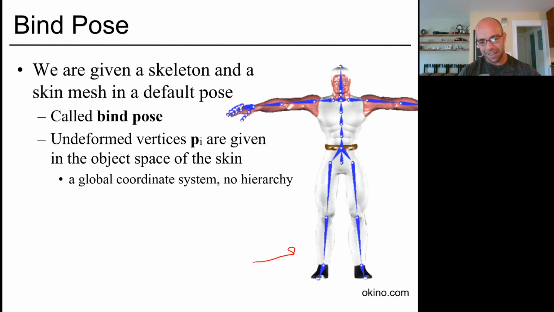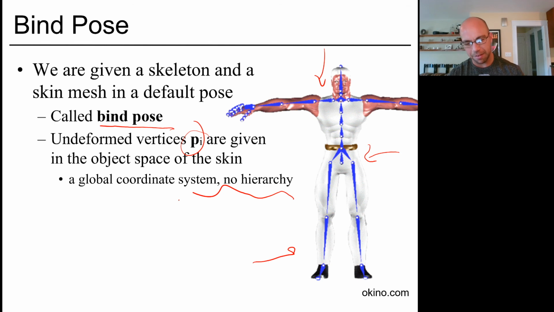And so like when I download my triangle mesh of this character, that triangle mesh will be in that bind pose. And so you can think of the pi's as basically being in the object space of the skin. So like there's some base point inside of him somewhere, and all of the positions pi are relative to that global coordinate system. There's no hierarchy here, by the way, right? Like this is just a triangle mesh with a long list of vertices.